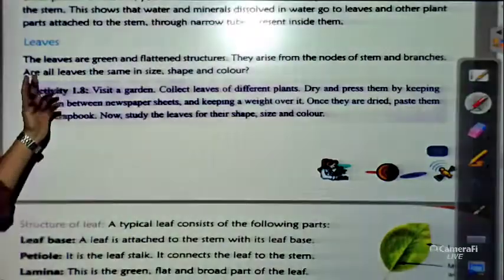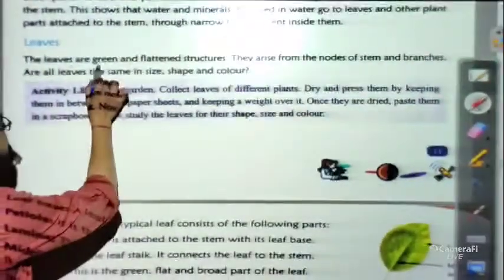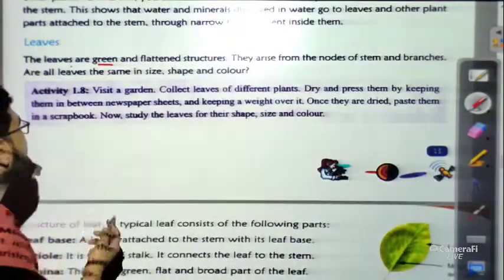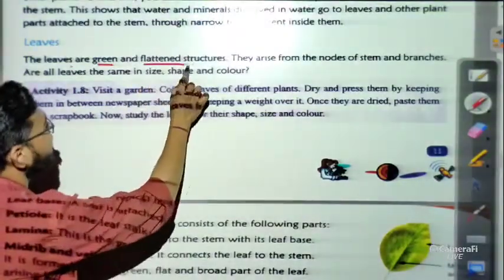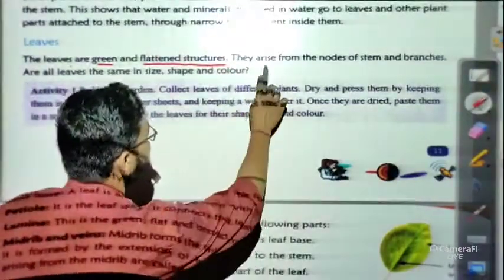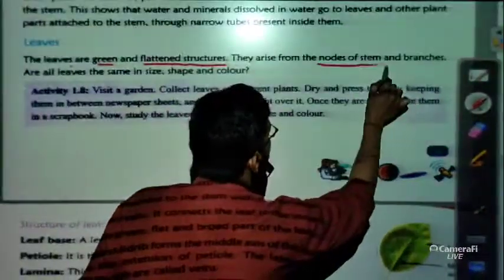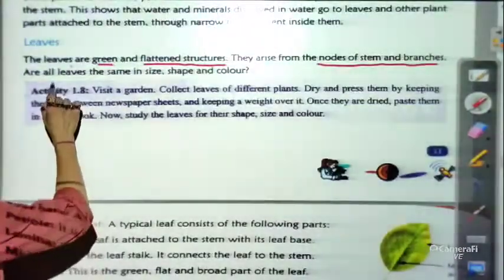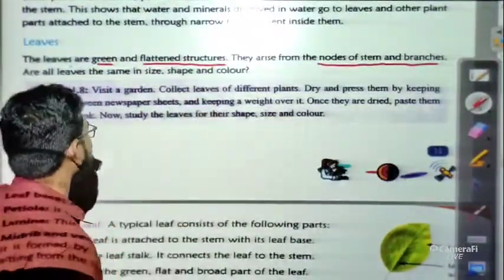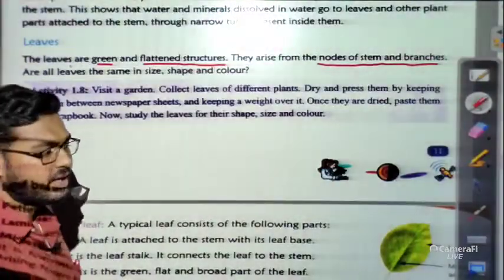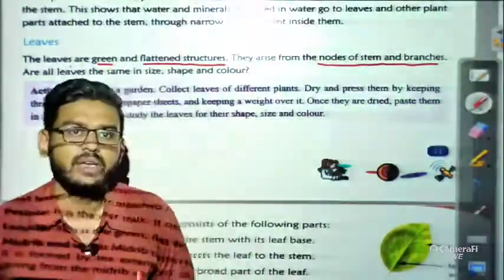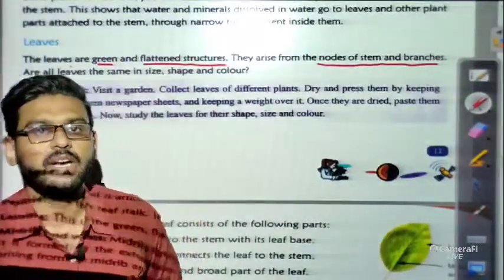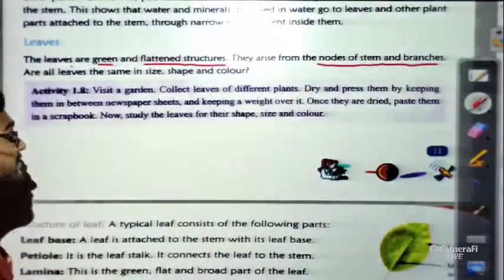So just have a look. Most of the leaves are green. You can say 95% of leaves are green and flattened structures. They arise from the nodes of the stem and branches. Are all leaves the same size, shape and color? If I ask you whether all leaves have the same color, your answer will obviously be no, there are leaves of different colors.